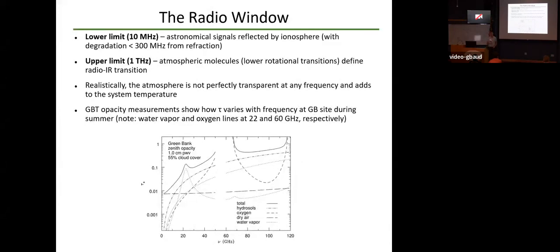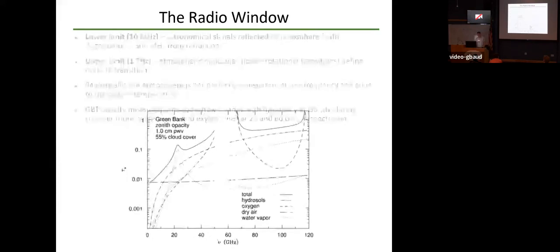It's because water in the atmosphere is going to blow your system temperature away around 22 gigahertz. And then we just don't try in this range, right? It's diminishing returns. We really can't get anything good up there. So these are measurements that show how tau varies with frequency in Green Bank during the summer. And again, I guess the answers that I asked you for are written there exactly. So water and oxygen lines are the limiting factor at some frequencies.